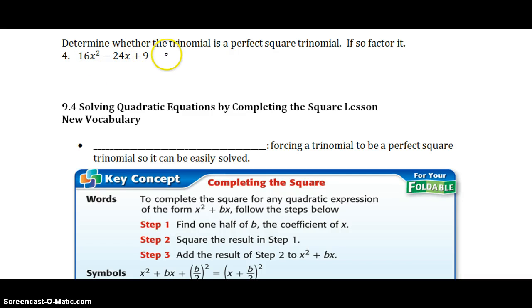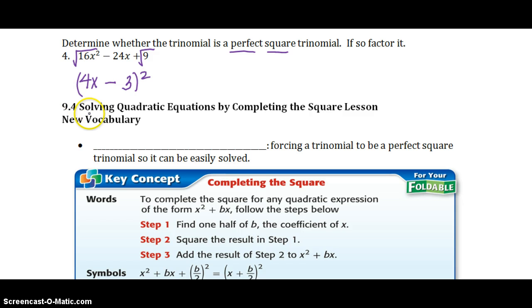Number 4, we're supposed to determine whether this trinomial is a perfect square trinomial. And if it is, let's factor it. To check for perfect squares, you take the square root of the first term and the square root of the last term. And if it's a perfect square, which 16 is, and of course x squared is, and the square root of 9 is 3, we have the same sign, both negative. So to factor this trinomial, it would be 4x minus 3 times itself, making that a perfect square trinomial.